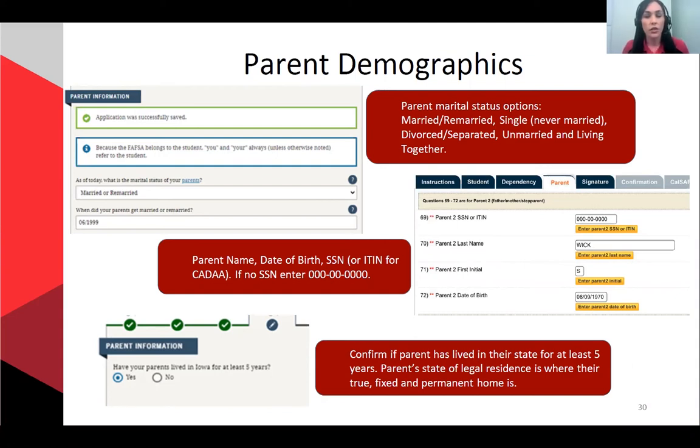For our FAFSA students, if your parent does not have a social security number, you want to enter all zeros, okay? One of the questions then will ask to confirm if the parent has lived in their state for at least 5 years. Parent state of legal residence is where their true, fixed, and permanent home is. So you want to make sure that you are answering all of those demographic questions for the parent. We can go ahead and go to the next slide.